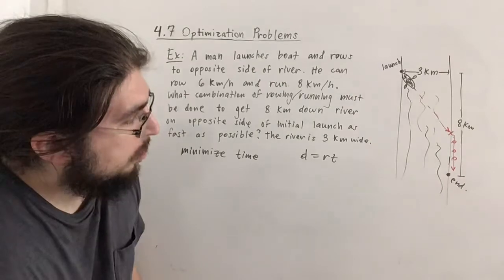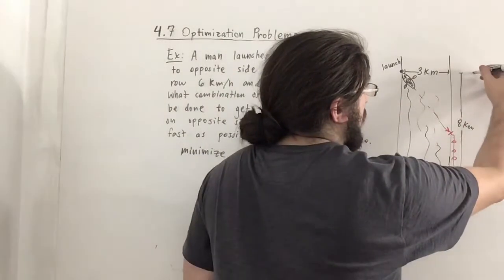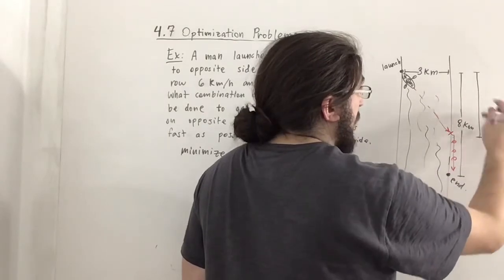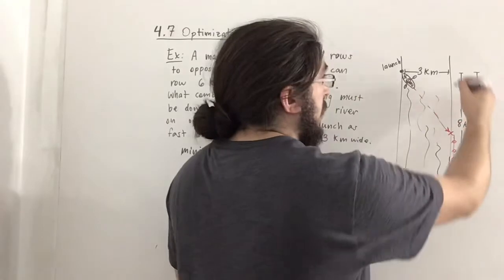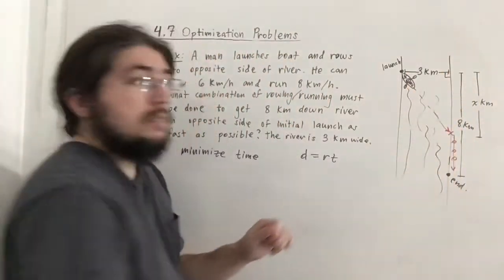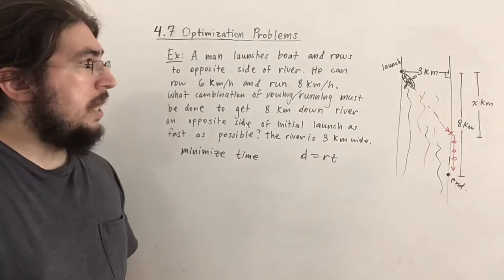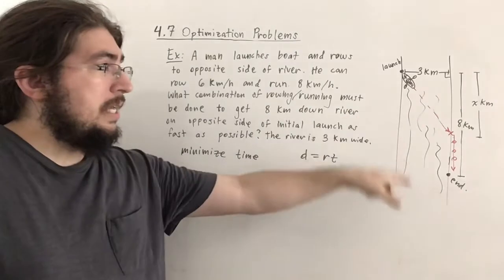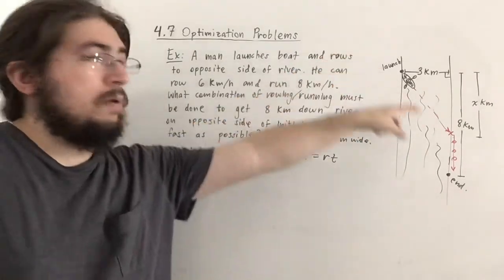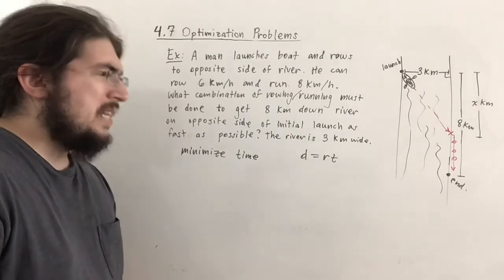Okay, so we can call this point X, so that he actually lands X kilometers away from where he started on the opposite side. What we get here is this nice right triangle. So we have the understanding the distance is equal to rate times time. We know the rates of the boat and running. We know the distances that he is rowing and running. Rowing would be a diagonal, so we actually need to use the Pythagorean theorem here. And I think we'll be okay.